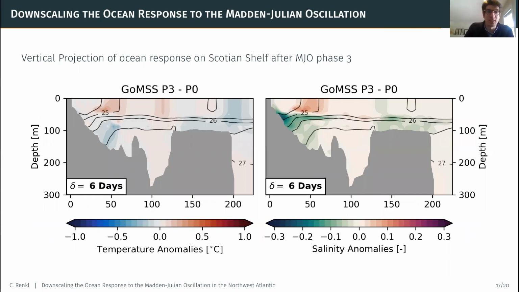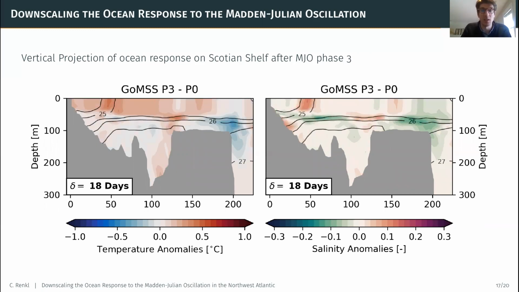Another advantage of the model is that we are not restricted to the surface. We can also look at what's happening at depth, and that's what I'm showing here. I'm showing you the predicted temperature and salinity anomalies along that section. So at 6 days after MJO phase 3, there are already small differences visible. And if we step further in time, these actually enhance.